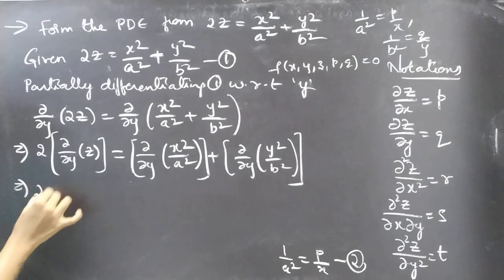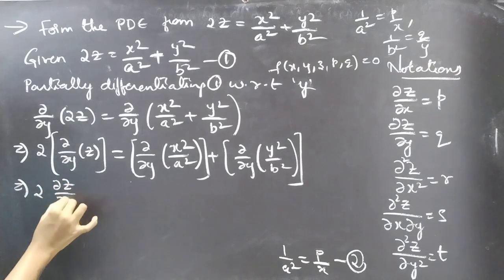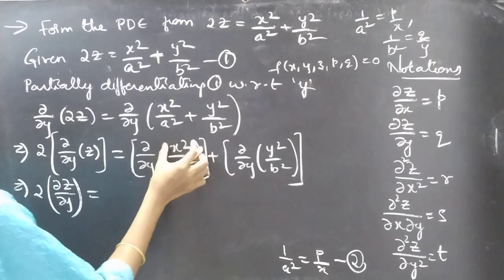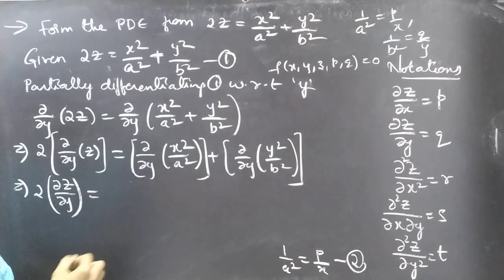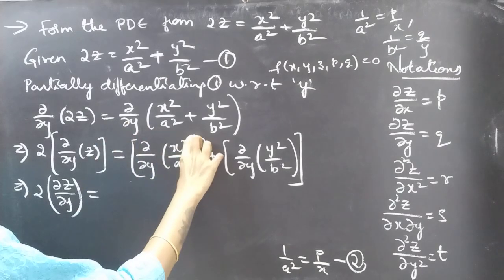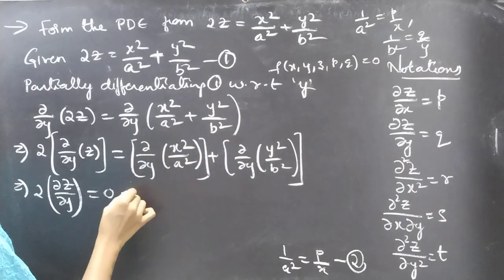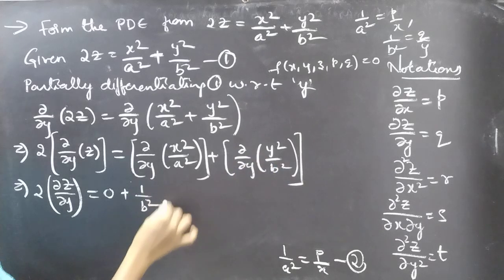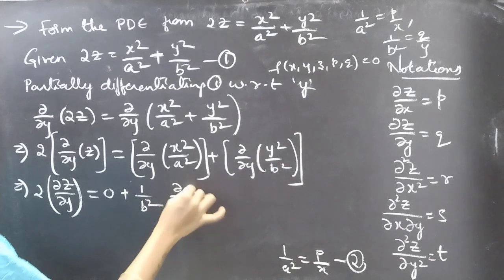This gives us 2 into ∂z/∂y equal to, here x²/a² is constant since we are partially differentiating with respect to y, so x is treated as constant, so we'll get the partial derivative of a constant with respect to y as 0, plus here 1/b² is constant, so we can write this term as 1/b² into ∂/∂y of y².